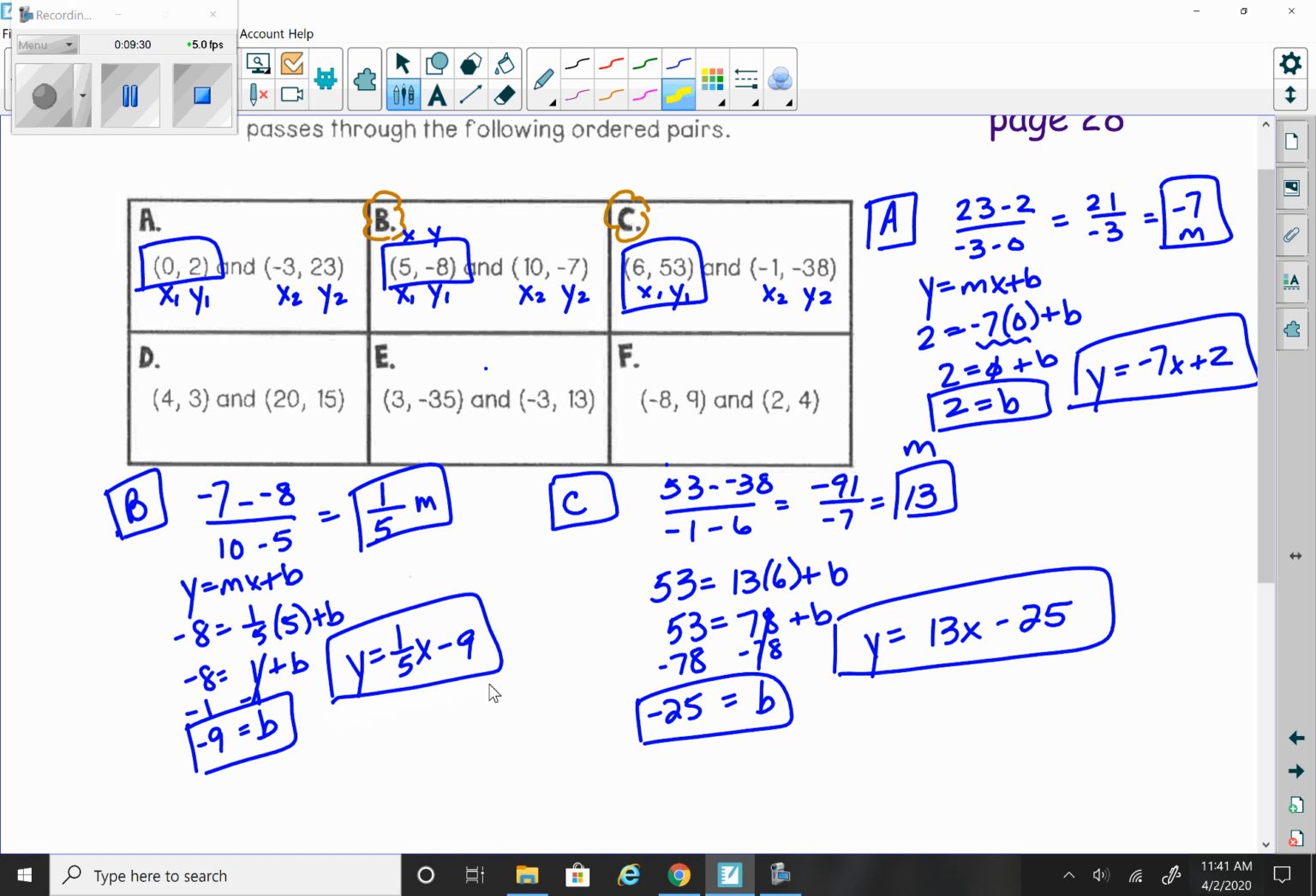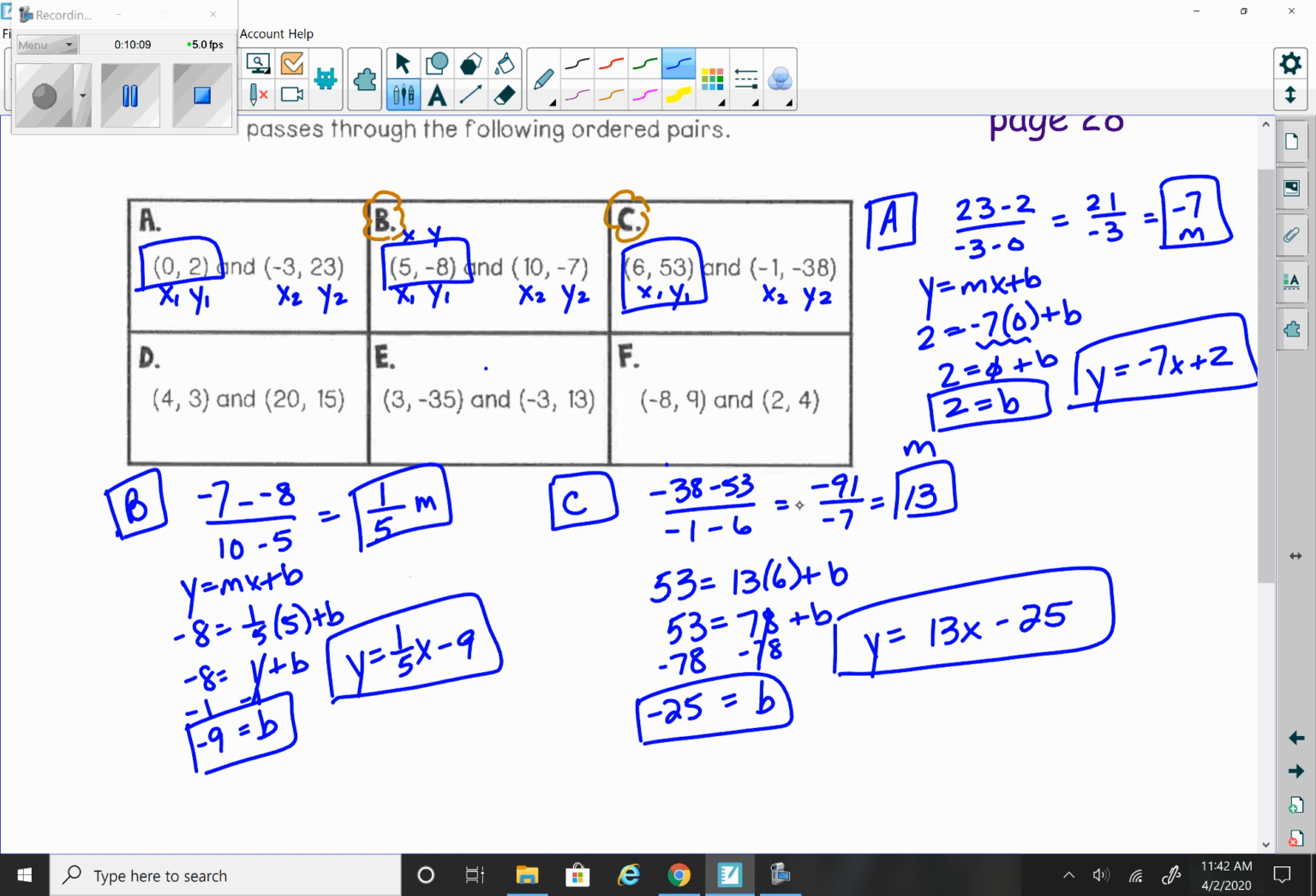Letter C, I definitely needed my calculator for. I hope you have one, or maybe you can use a calculator on a phone if you need to. 53 minus a -38, that's plus 38. Oh my gosh, I just plugged this in the wrong way. Sorry guys, let me go ahead and fix that. I should have had -38 minus 53. That's how I got the negative 91. And then negative 1 minus 6 was negative 7. Again, the negatives do cancel out, and 91 divided by 7, use your calculator, it's 13.